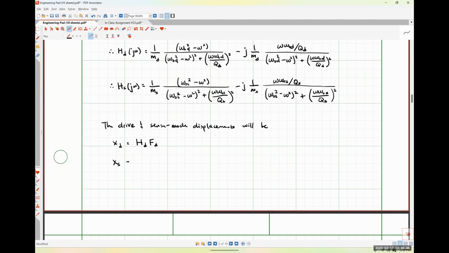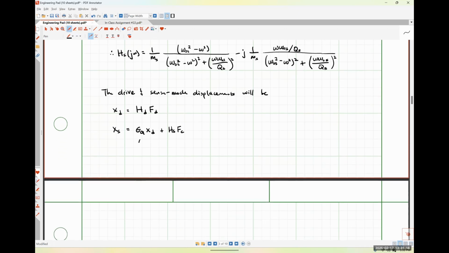Our sense mode displacement is going to be what I'm going to call epsilon_q times x_d plus H_s times F_c, where that F_c is the Coriolis force, right? So our sense mode displacement has to depend on the Coriolis force, otherwise we don't have a gyroscope.